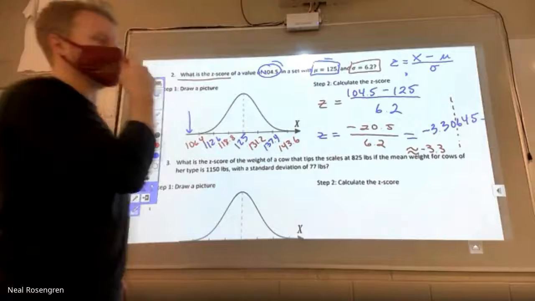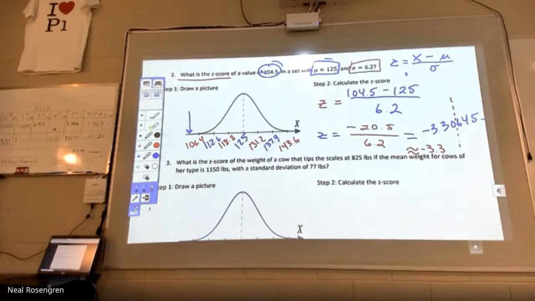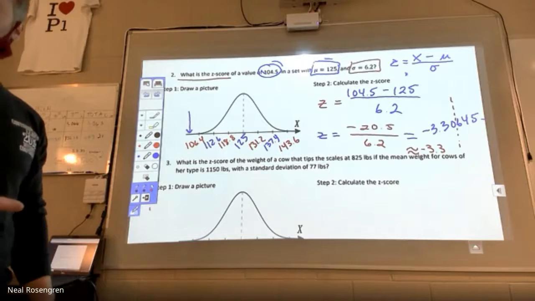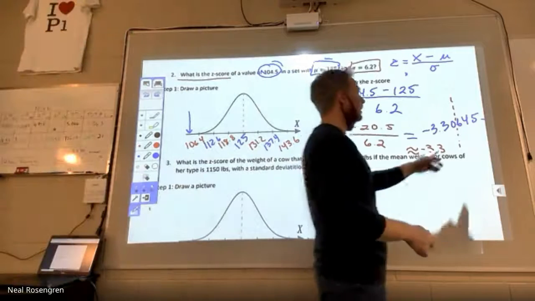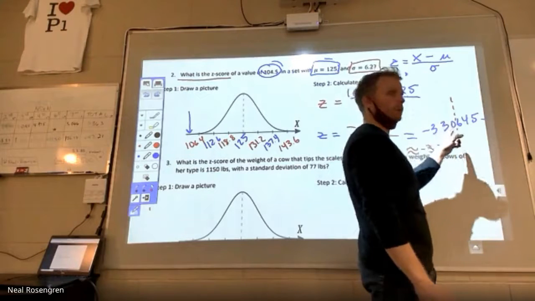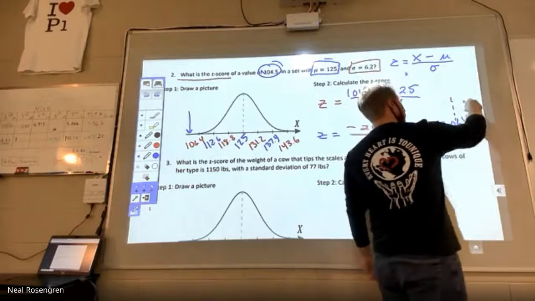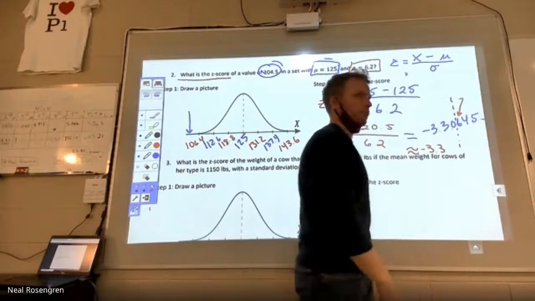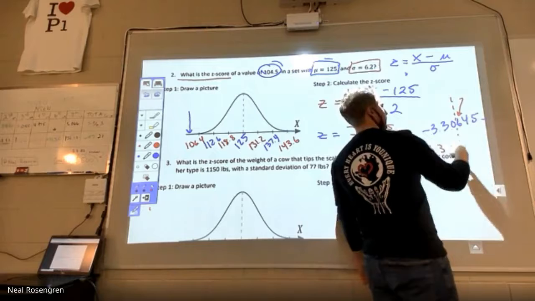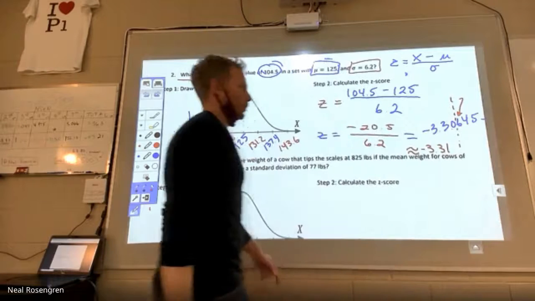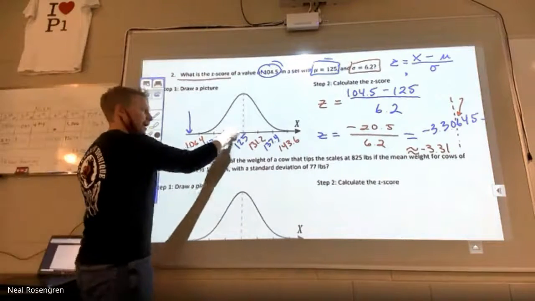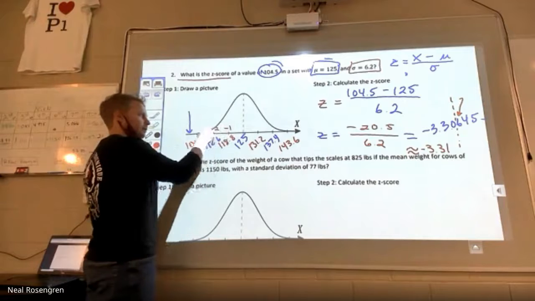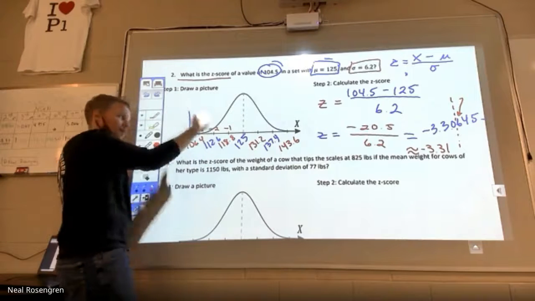Well, the second decimal is a 0. But the one after that's a 6. So the question is, do we leave this as a 0 or do we bump it up to a 1? We always look at that next one, right? 5 or above, give it a shove. So negative 3.31. And there it is, right? Remember, this was like -1 standard deviation, -2 standard deviations, -3 standard deviations, and now we're outside there.